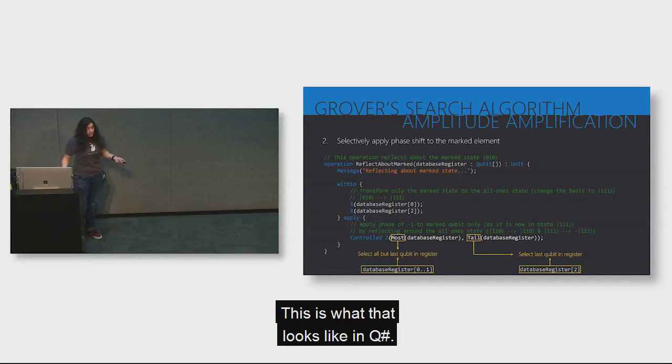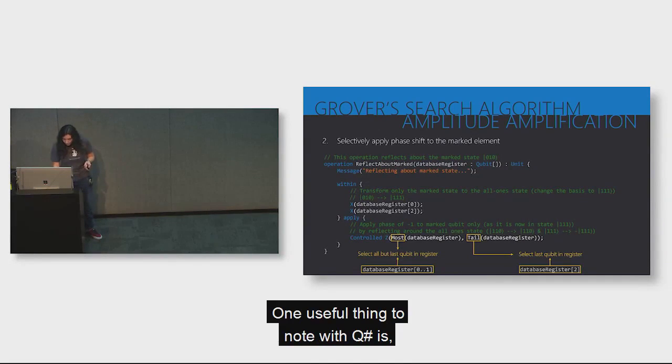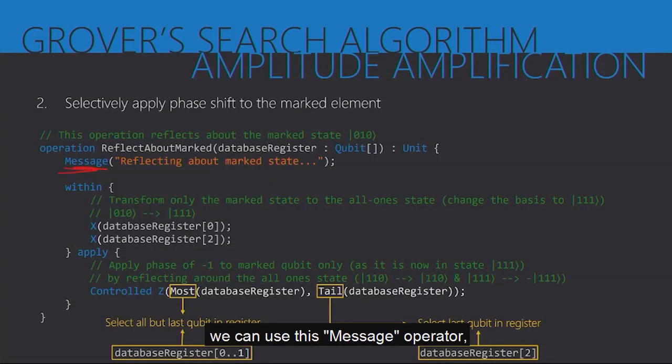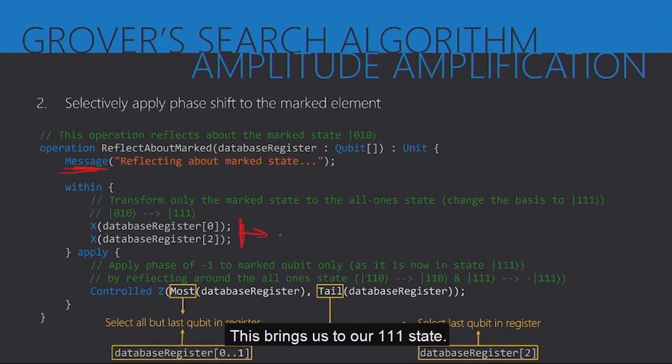And this is what that looks like in Q sharp. So we've already seen this. One useful thing to note with Q sharp is we can use this message operator. This allows us to write things out to console so that we can, for example, in this case, understand what we're doing, where we are in the algorithm as we're printing out results. We then do this familiar application of our two X's to the first and the last elements of our database register. This brings us to our 1, 1, 1 state.